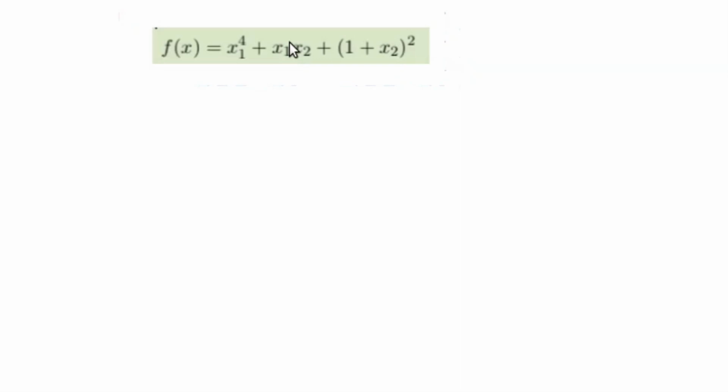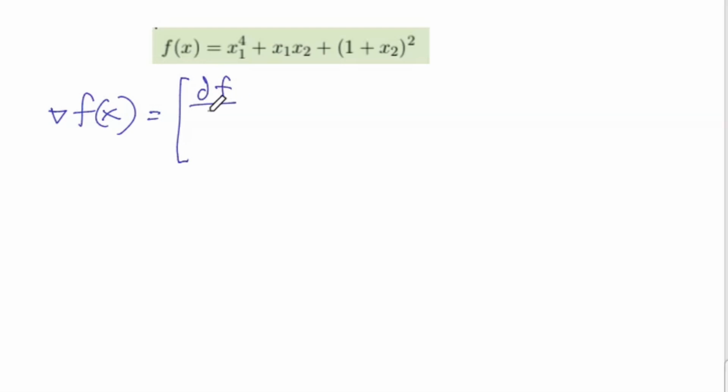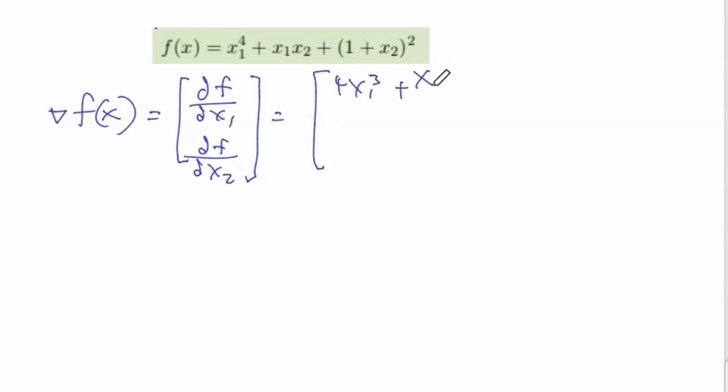Okay, this is a function. So the gradient of the function, or first derivative of the function, is quite straightforward. We have two variables here, s1 and s2, so this is df/ds1 and df/ds2. The derivative over s1 is 4s1 cubed plus s2 only, and then this is 0.